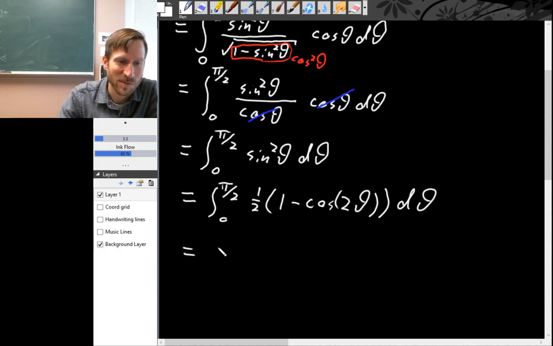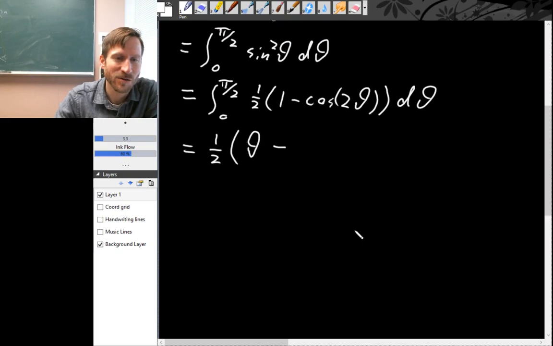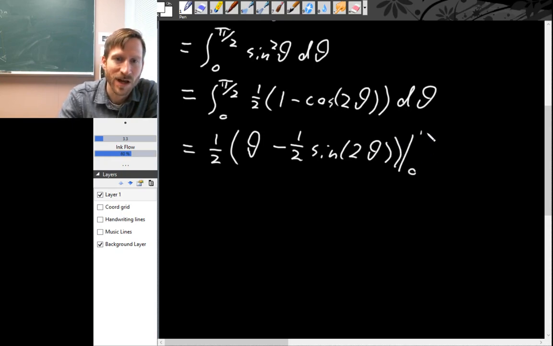And now we can integrate this piece by piece. Let's pull out the 1/2. The integral of 1 with respect to theta is theta, minus, and then the integral of cosine 2 theta. You might need to do a little substitution to keep track of the constant, but you end up with 1/2 times sine 2 theta. And we need to evaluate this at 0 and pi over 2. Now just a quick check, if we differentiate theta, we get 1. If we differentiate 1/2 sine 2 theta, we do get cosine 2 theta, so this is the correct antiderivative.